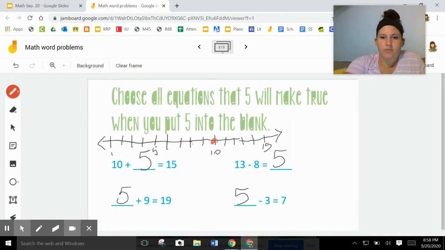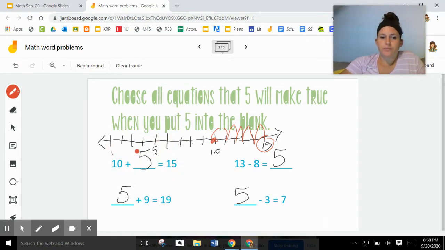And then it wants me to add 5. 1, 2, 3, 4, 5. I ended up on 15. So 10 plus 5 equals 15. Is this equation true with me adding a 5 into the blank? Yes. So I would choose this one. That one is definitely an answer. I would bubble that one in. All right, let's go to the next one.